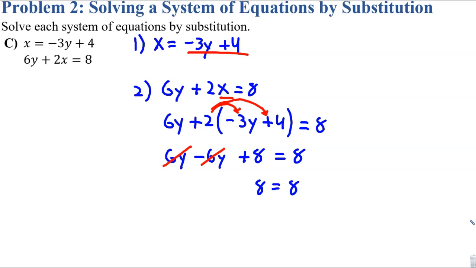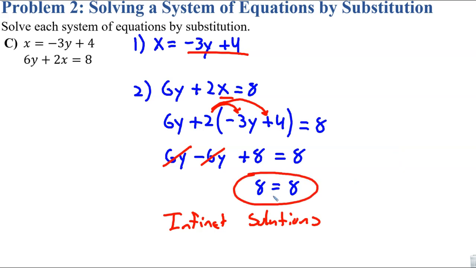Anytime you end up with an equation like this, where number equals number, something that's just true regardless of the variables, we could say we have infinite solutions. Meaning that no matter what value of x I picked or what value of y I picked, I could come up with the other x or y to come up with a solution for the equation. So that's what your infinite solutions case is going to look like algebraically. When you end up with a number equals itself, you know you're going to have infinite solutions.